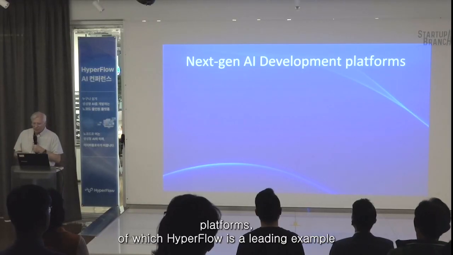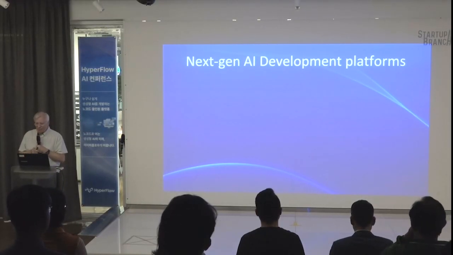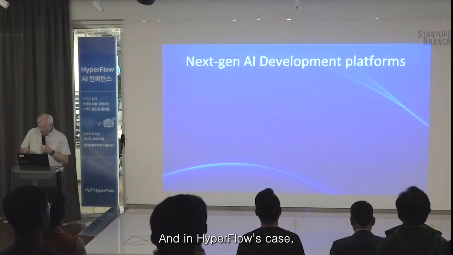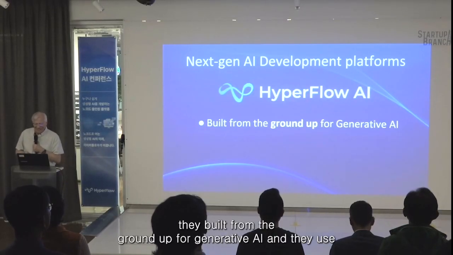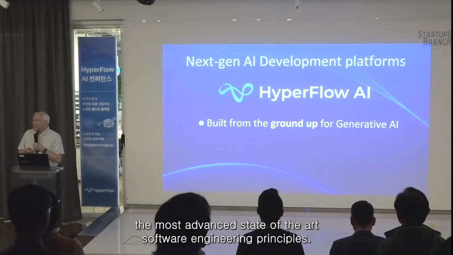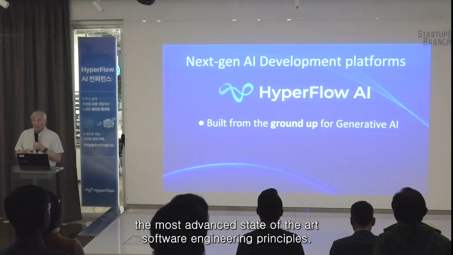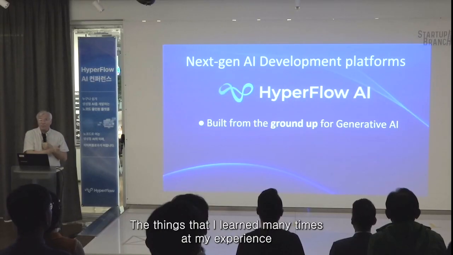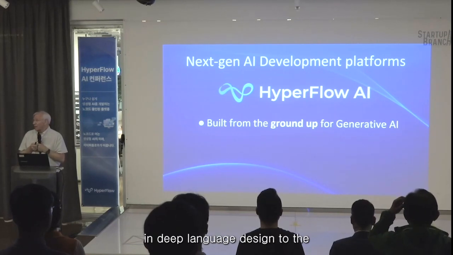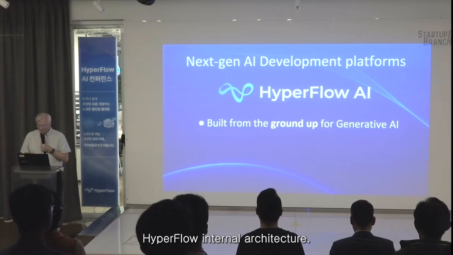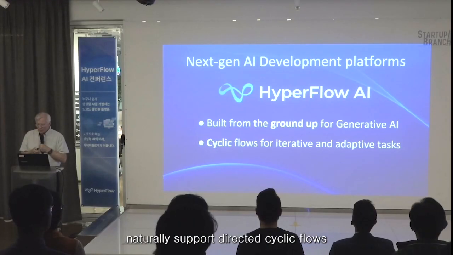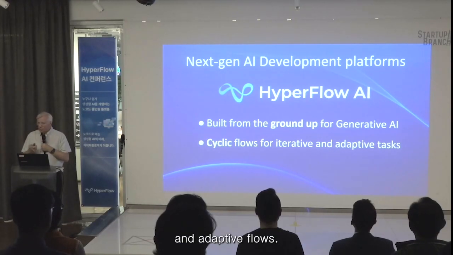Then the next-gen AI platforms, of which HyperFlow is a leading example, address all of these essential requirements. And in HyperFlow's case, they're built from the ground up for generative AI. And they use the most advanced state-of-the-art software engineering principles, the things that I learned over many years of experience at Apple and IBM and Autodesk and so forth, bringing my expertise in deep language design to the HyperFlow internal architecture. These next-gen platforms naturally support directed cyclic flows so that you can set up complex iterative flows and adaptive flows.